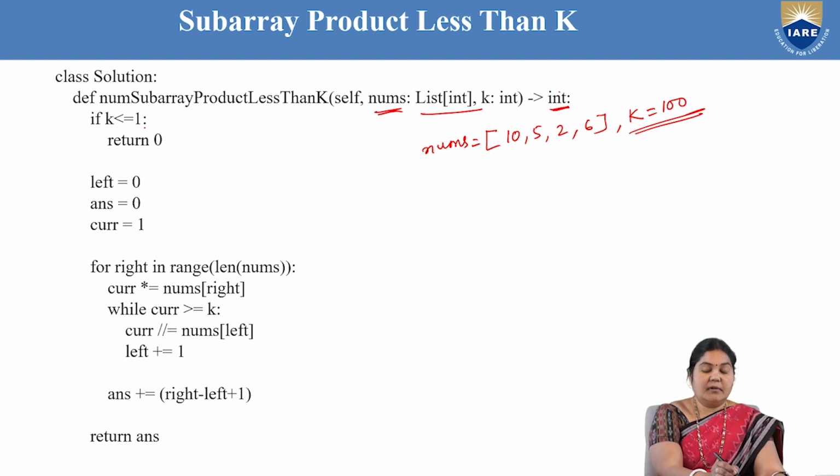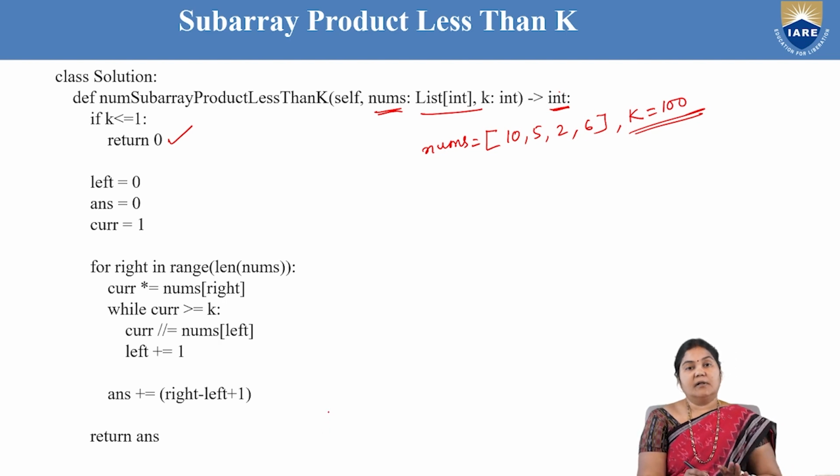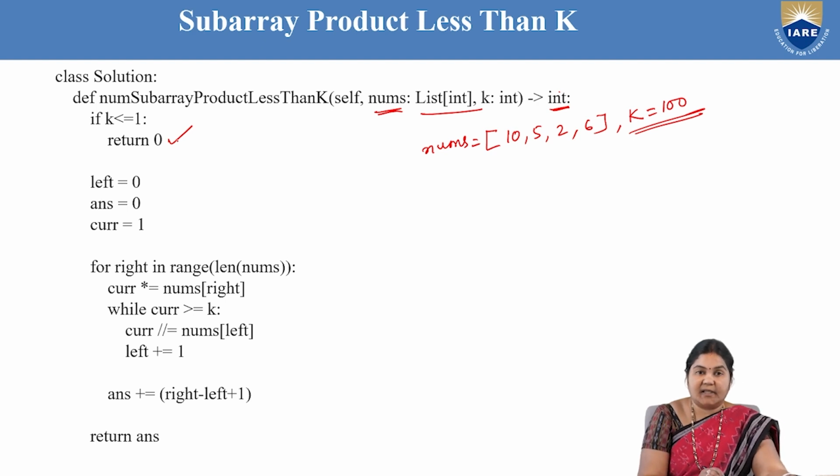Now, if the second test case is there where k is equal to 0. If k value is given as less than or equal to 1, then we have to return 0. That means any list with valid integers cannot have 0 as the product. So that's why this first test case is satisfied.